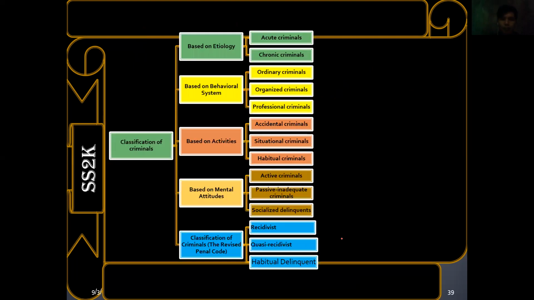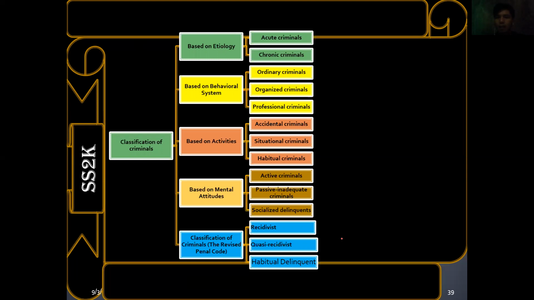Yan. Now, let's proceed to the next topic, which is the classification of criminals. Ano nga ba yung iba't ibang klase ng criminal? Okay? Meron pong classification ang criminal. Kung ang krimen ay meron pong classification, ganun din po ang criminal. Okay? So we have classification of criminal based on etiology or based on causes of the crime. We have also based on behavioral system, sa kanilang behavior, paano sila gumalaw. Based on activities, that is self-explanatory, base sa kanilang mga ginagawang aktibidades. Based on mental attitudes, and last but not the least, classification of criminals based from the revised penal code of the Philippines.